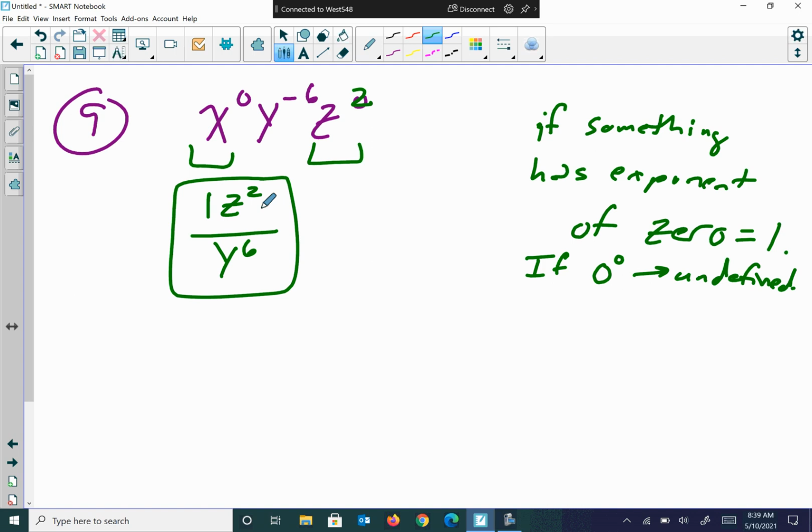If I have x to the 0, 5 to the 0, 2,000 to the 0 power, it's just 1. So if I have a letter or a number other than 0 to the 0, but I'm not going to throw 0 to the 0 at you. If you have some number raised to the 0 power, it becomes 1.